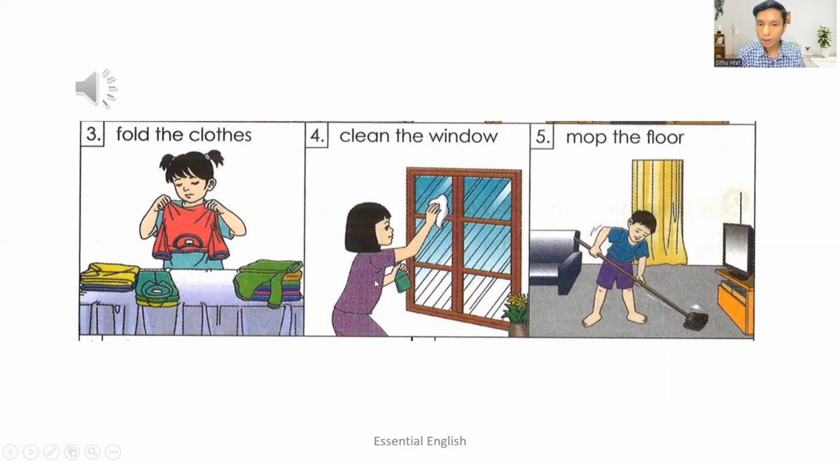And if you look at the second picture, you can see that she is rubbing the window. She wants to make the window clean. So she's cleaning the window. And the next one, the boy is mopping the floor. Maybe there is some water on the floor and he's trying to mop the floor. So fold the clothes, clean the window, and mop the floor.